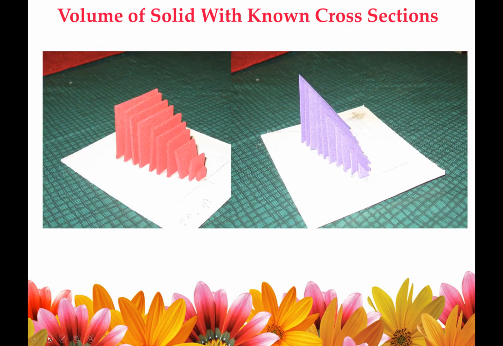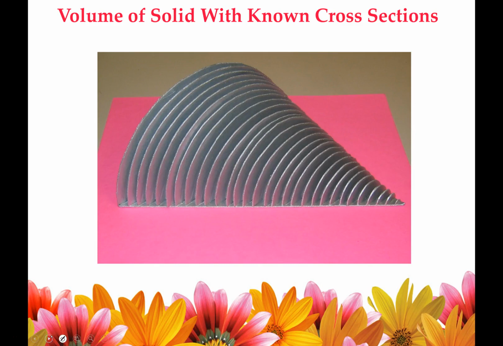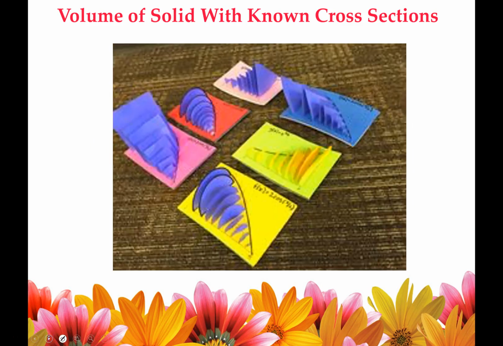So definitely a little tricky to visualize, but I hope you're getting the hang of what these look like. Here on the left, we have squares as cross sections, and on the right, it looks like we have isosceles triangles or maybe equilateral triangles. Here we have semicircles. And again, you want to imagine an infinite number of those cross sections so it's completely filled in. That's what we're really finding the volume of.